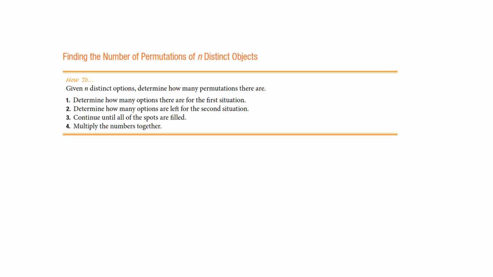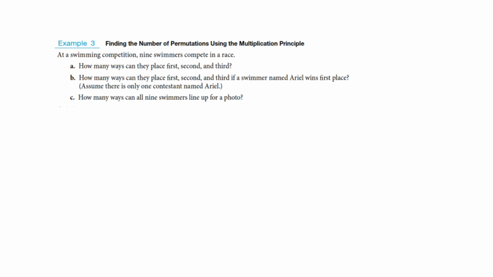Okay, now when we saw factorial earlier in the book, we talked about the idea of a factorial, and its actual basis here is in the idea of a permutation. And so here's the idea of a permutation. We've got swimmers at a competition, and we want to see how many ways they can finish in the race. So we want to know first, second, and third place.